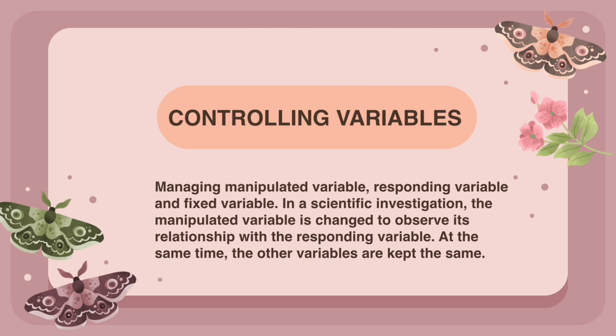The next one is controlling variables. In controlling variables, you are managing the manipulated variable, responding variable, and fixed variable. In a scientific investigation, the manipulated variable is changed to observe its relationship with the responding variable. At the same time, the other variables are kept constant, that is your fixed variable.